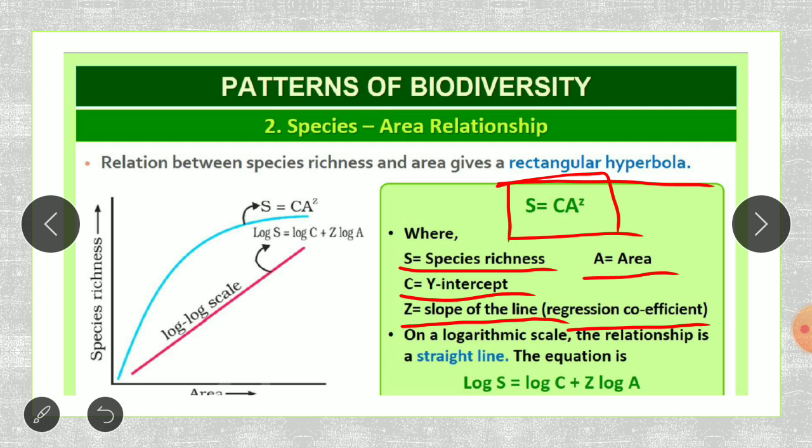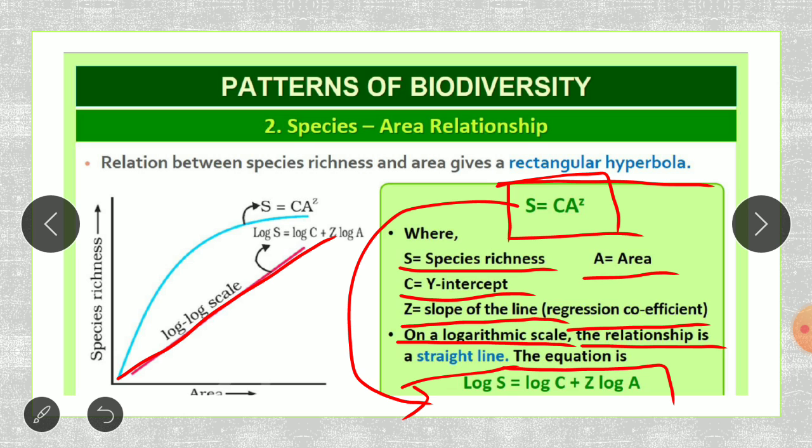Suppose we want to plot this on a logarithmic scale. The relationship is a straight line. So when we put it on a log scale, it gives us a straight line. And on the log scale, we can write the formula as log S = log C + Z log A. So that is again the same: S is species richness, C is y-intercept, Z is slope of the line, and A is the area.